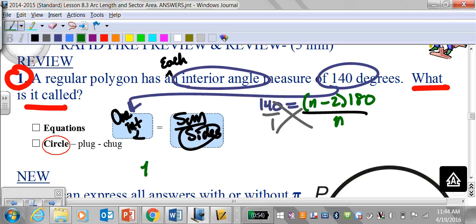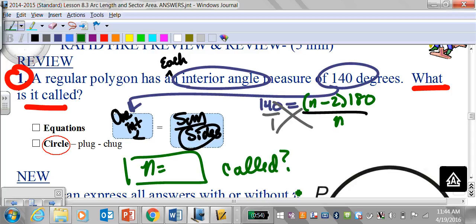We're going to pop this over 1, cross multiply. Your job is to solve for n. And then once you know the number of sides, you tell me what it is called. You're going to do your math yourself. I'll be back in 1 minute.